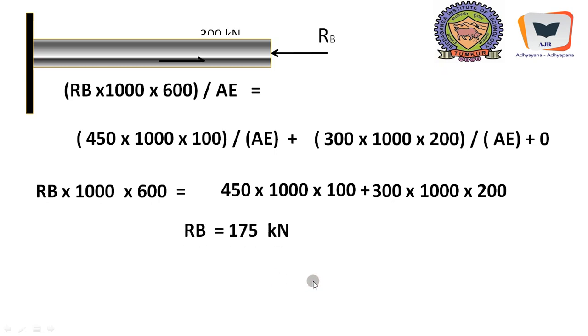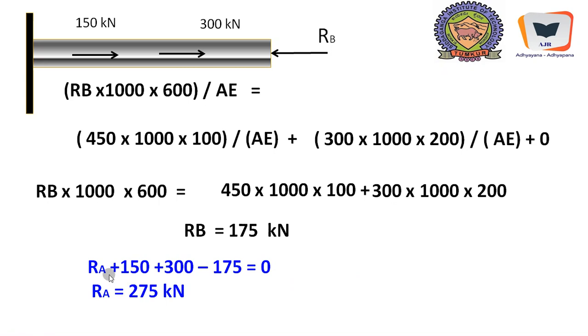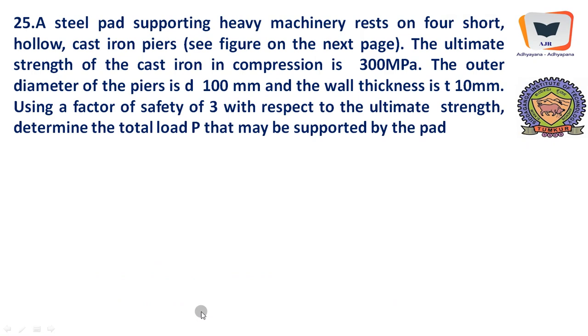So RB equals 125 kilonewton, and if we apply the principle of equilibrium, we will have RA plus 150. Here it is assumed RA is towards right, 150 towards right, plus 300 towards right, minus 175, just now computed, will give us RA equal to 275 kilonewton.